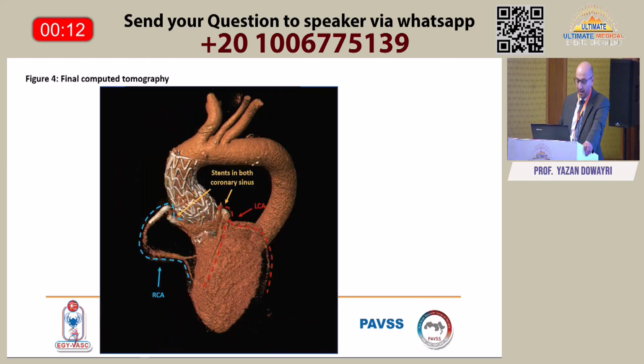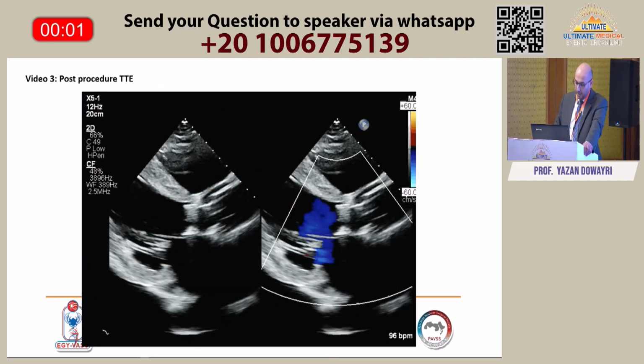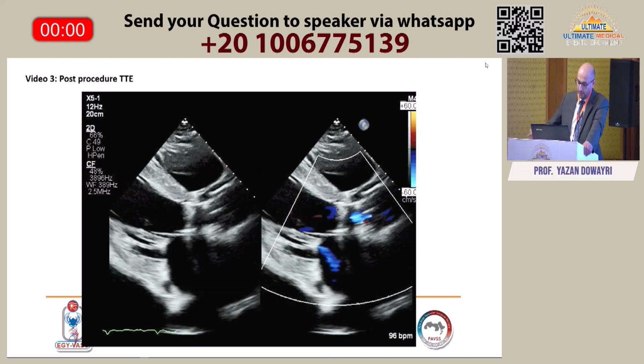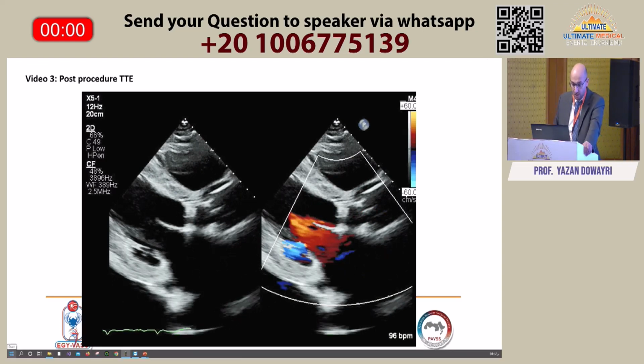So this allowed us to diagnose the condition, and we went back in and I extended that stent back into the ascending aorta with good results by CT scan and by echocardiogram as well, with resolution of the fistula. Patient stayed in the hospital for around 30 days and was discharged alive.